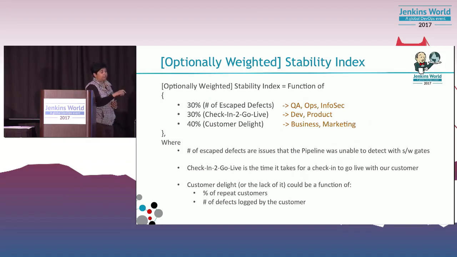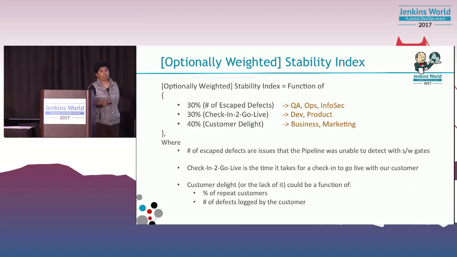If stability were to be defined as the number of escaped defects, so if you ask people on the QA, operations, and InfoSec side, what does stability mean? If your pipeline was there and it couldn't catch the defects that escaped your pipeline, we are unstable. And it's a very good definition because it's life for them. If you had a pipeline, if you had all the necessary coverage, if you did automate everything, how come we ended up with escaped defects? So yes, then we are unstable.